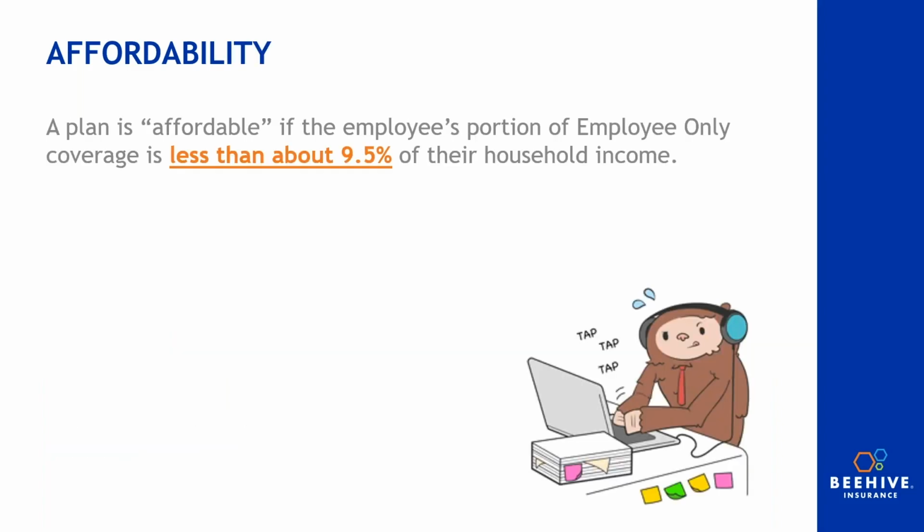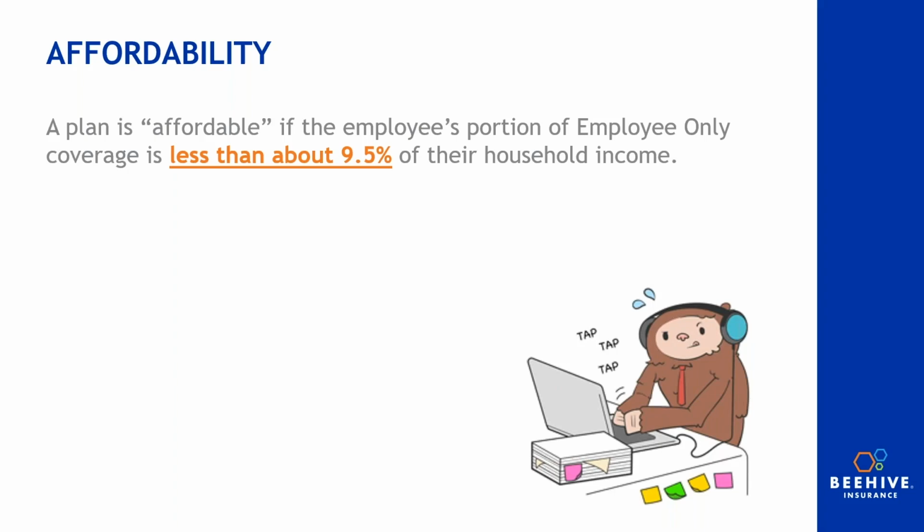Well, the IRS is the one who gets to determine what is affordable, and it is considered affordable if the employee's portion of the employee-only coverage, that $175, is less than about 9.5% of their household income. Keep in mind, we're using "about" because that 9.5% changes every year. It wiggles just a little bit.